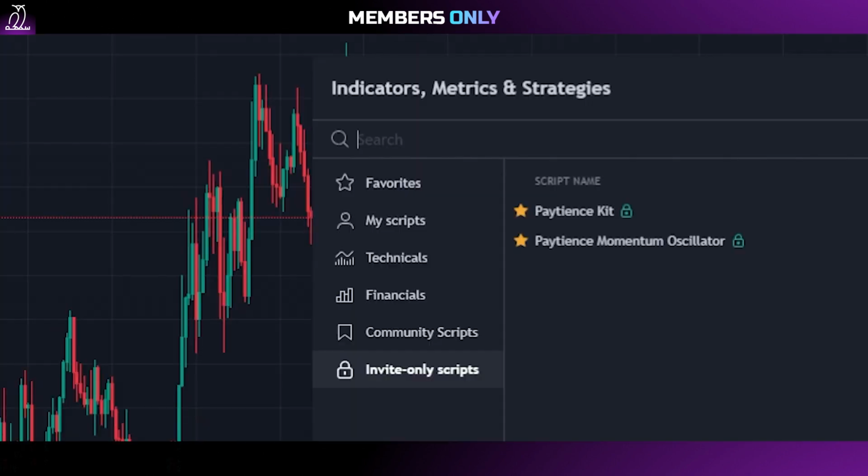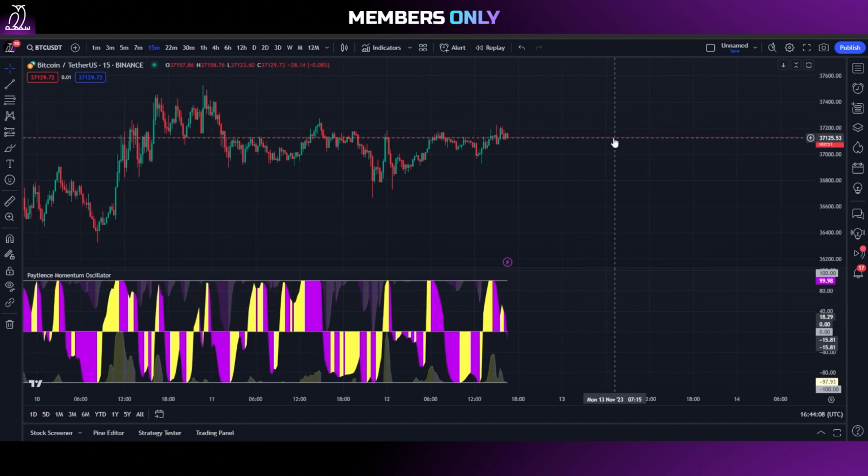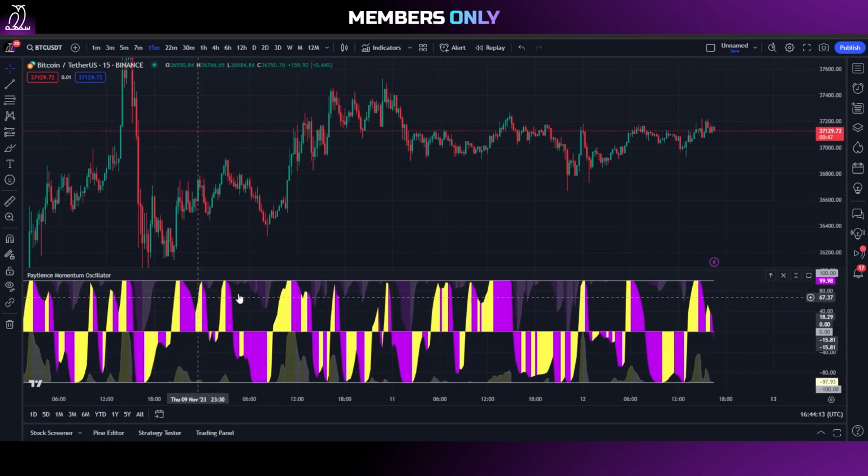Today we're going to check out the Paytience Momentum Oscillator. First thing we're going to do is open our indicators, head over to invite only scripts and click on that Paytience Momentum Oscillator. And this is going to be below your chart. So as you can see, it pops up down here.